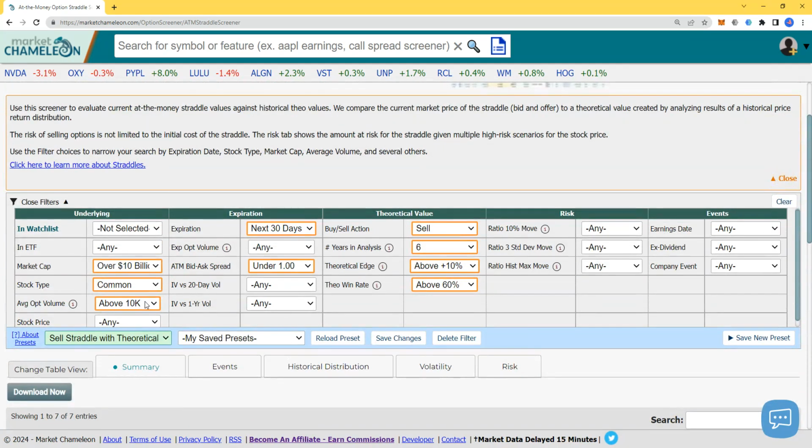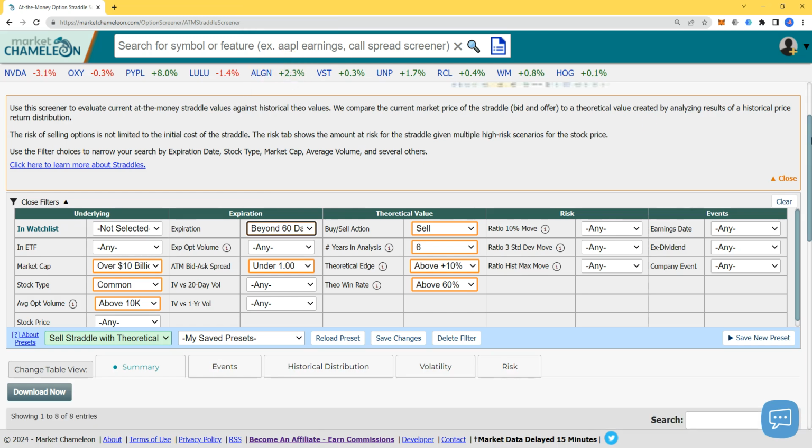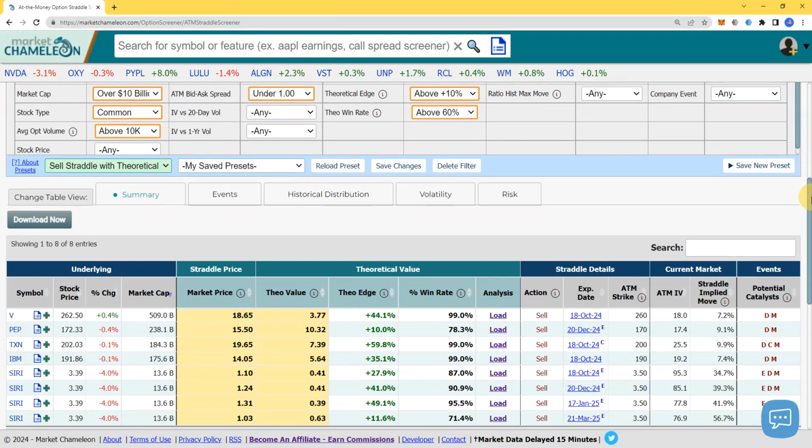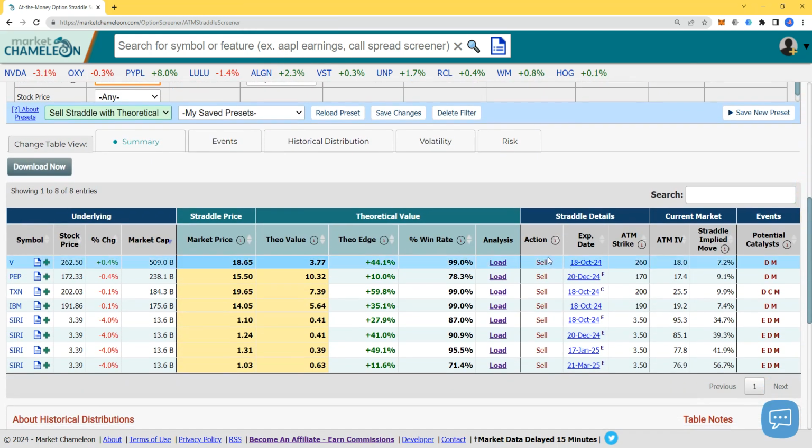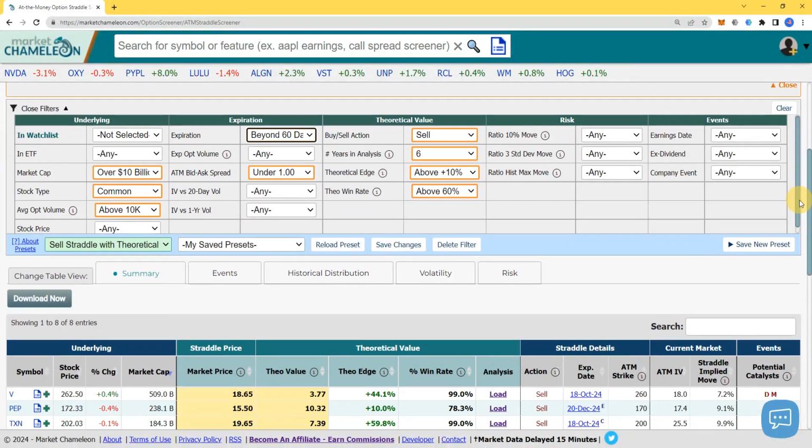Let's see if we got anything else in here. Average premium, let's say, I don't know, I want to go a little deeper. I want to do beyond 60 days. Let's go something crazy. Beyond 60 days, see if we can collect max premium. Okay, something without earnings. Here we go. So I'm just looking for options to remove risk and to collect more premium. So when you sell a straddle at the money, you collect the premium.